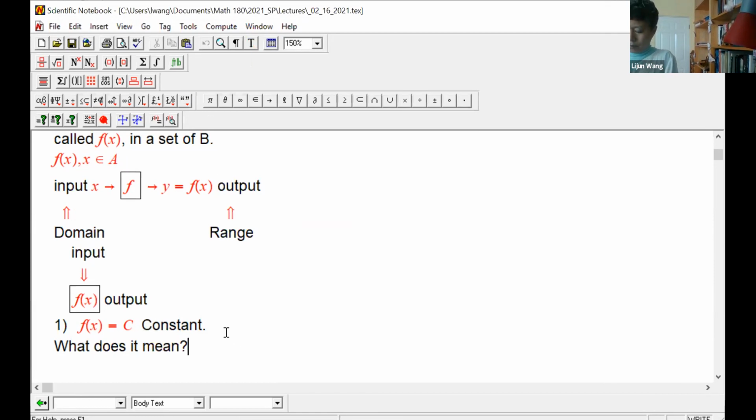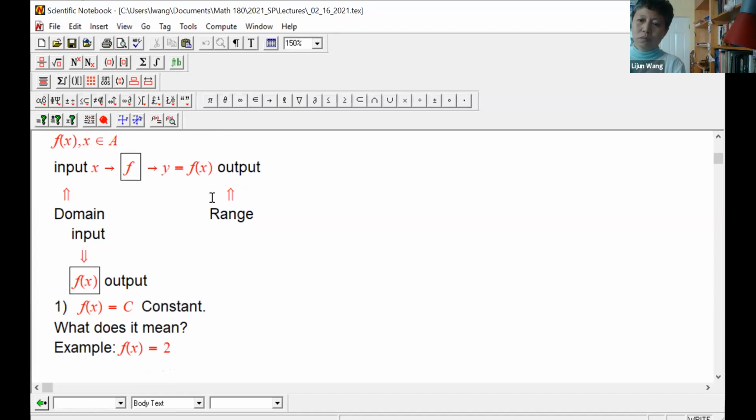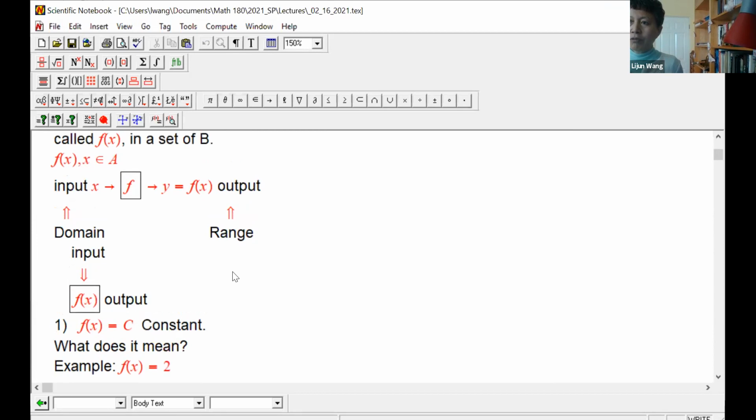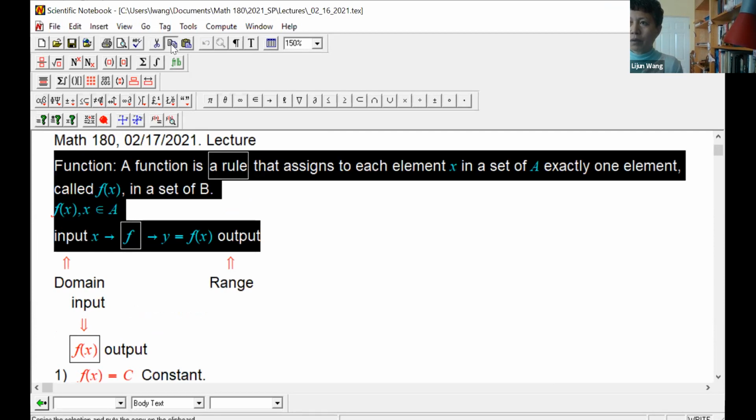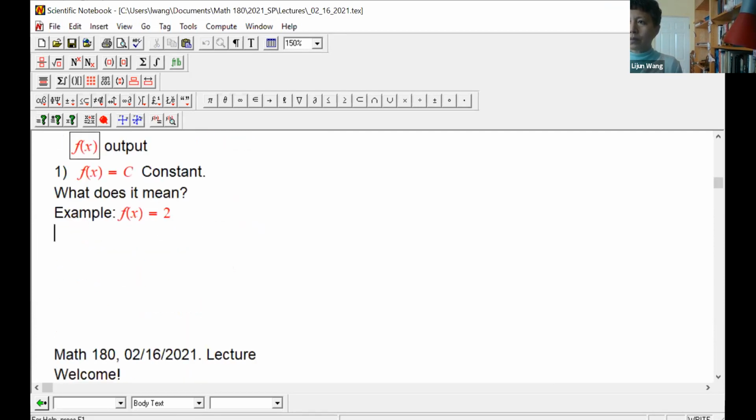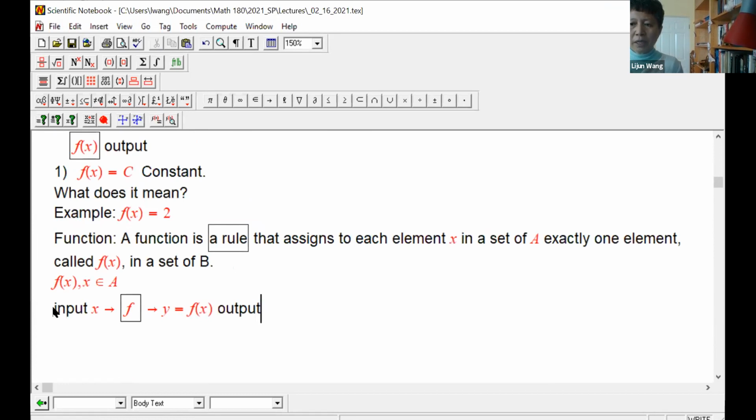Okay, so let's give an example. Suppose I choose the constant c equals 2. 2 is a constant. f of x equals 2. What does it mean? If you look at the function definition, what does it mean? It means you give me an input, the output is always going to be 2. That's what it means.